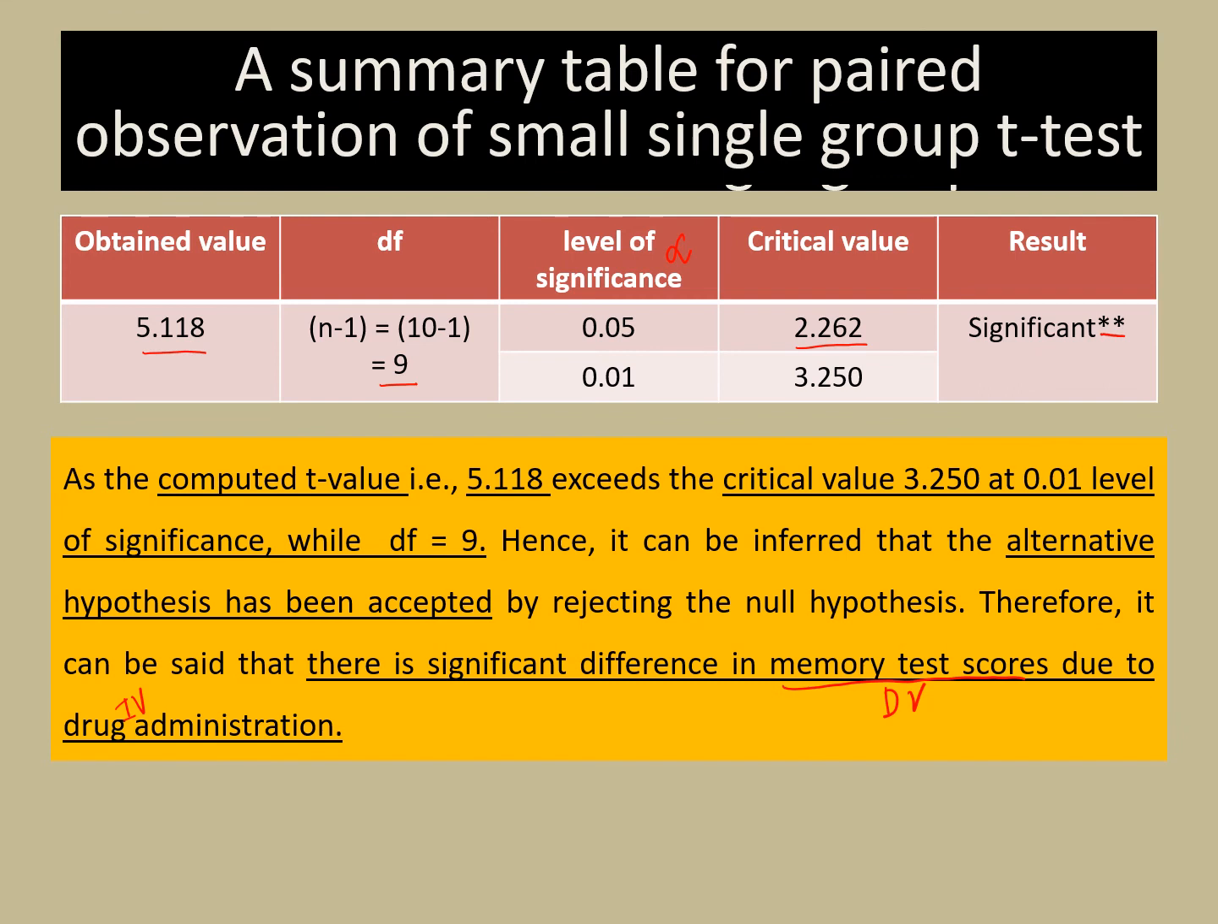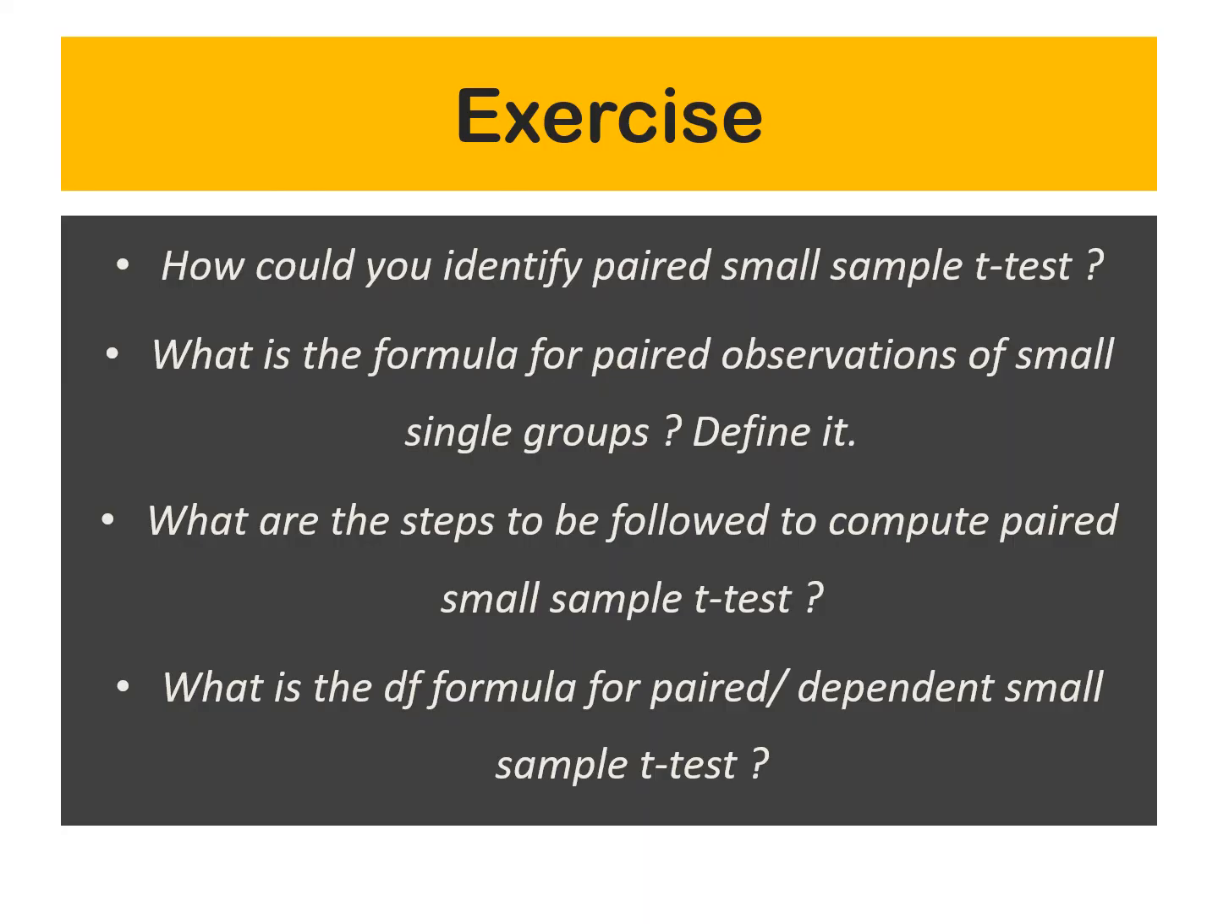You can discuss both the result for 0.05 level, then make a para, and again you can write 0.01 level discussion. Now the thing is that here I have given some exercises for your better understanding. And what are those exercises? First one, how could you identify paired sample t-test? This is very much a conceptual question.